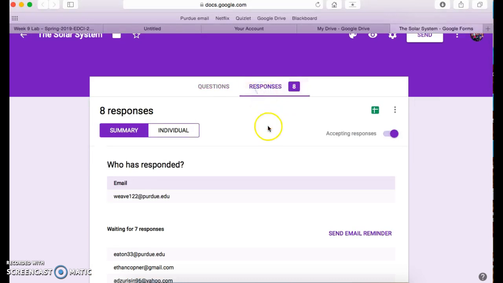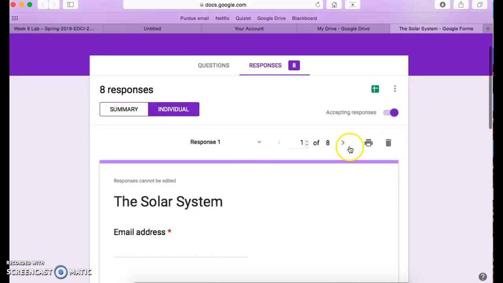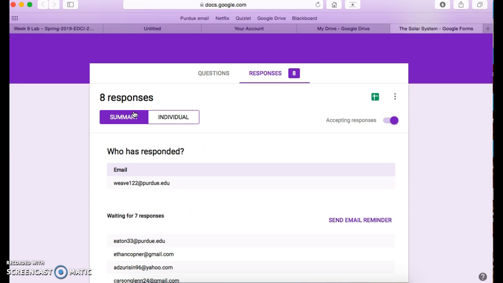In the next tab, you can look at their responses, and you can either look at the responses as a whole, or you can also look at the individuals, and you can just scroll through by pressing the buttons, and each of their individual results will come in. But I think for classes, it is probably more important and more useful to look at the summary of them all.